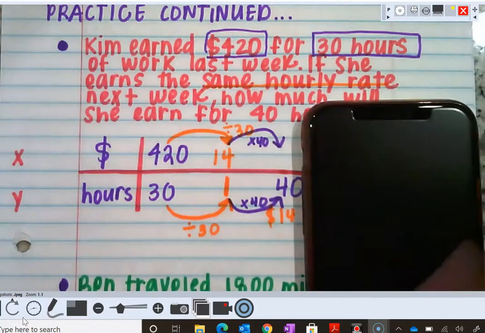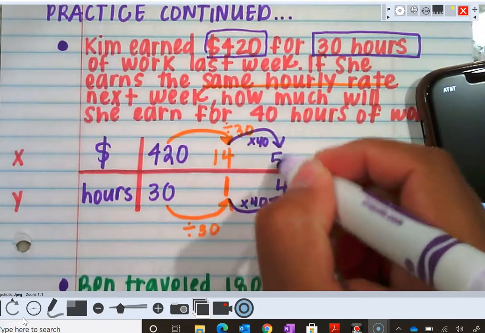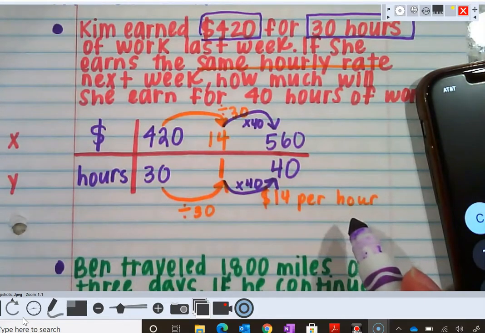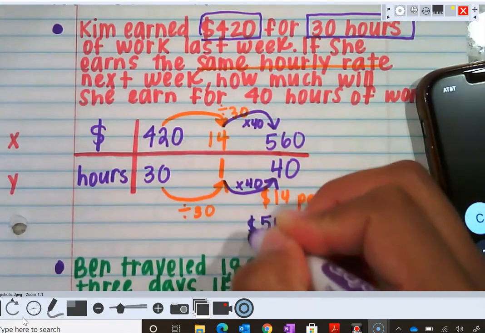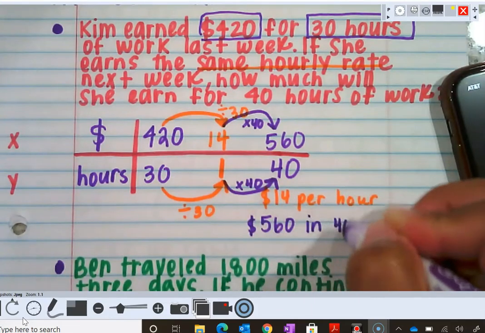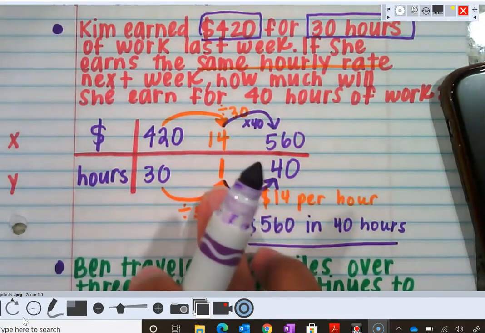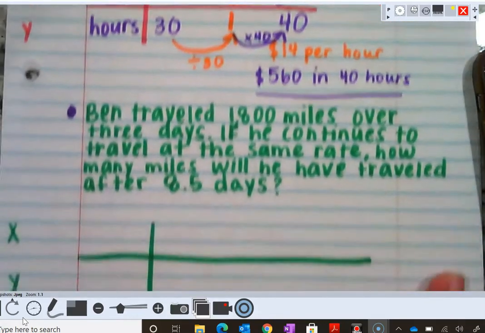And so let's take our calculator again. 14 times 40, and I get 560. So we've learned that she makes $14 per hour, but she's going to make $560 in 40 hours. All right, and we have our answer. And we found that by finding our unit rate first. All right, let's go ahead and try the next problem.